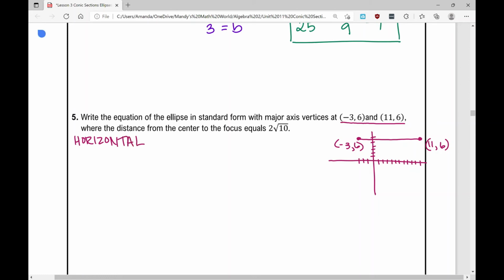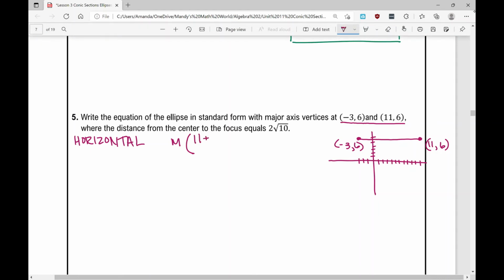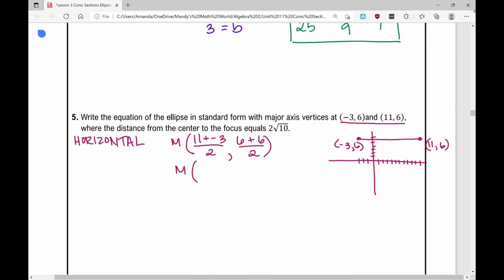And I know that the center is going to be the midpoint of those two endpoints. So I can use my midpoint formula to find the center of this line segment. I'm going to add 11 plus -3 and divide by 2, and add 6 plus 6 and divide by 2. That's going to be 8 over 2, and 12 over 2. We're just going to do a little bit at a time. And my midpoint is going to be 4, 6.